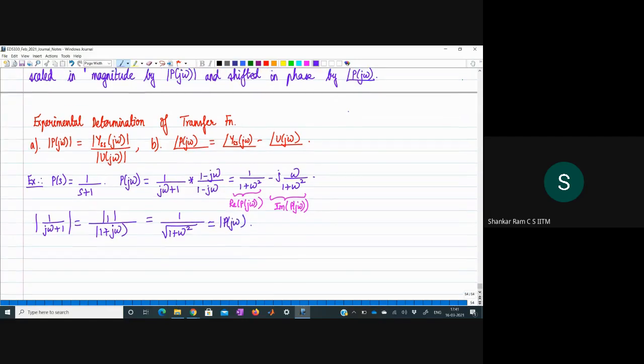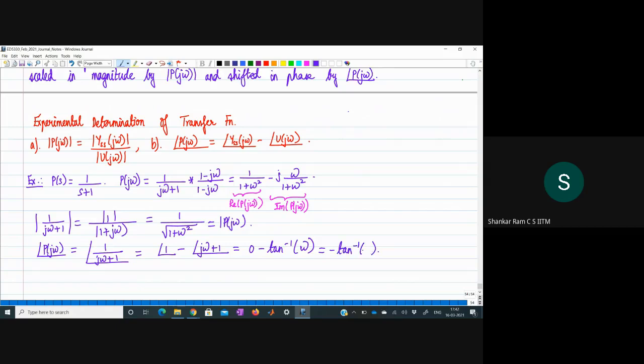Similarly, the phase of P of j omega is nothing but the phase of 1 by j omega plus 1. Once again, this can be expressed as the phase of 1 minus the phase of j omega plus 1. See, the phase of 1 is 0. The phase of j omega plus 1 is going to be tan inverse omega, because in general, the phase of any complex variable is going to be tan inverse of imaginary component by real component, right? So the answer will be minus tan inverse omega.